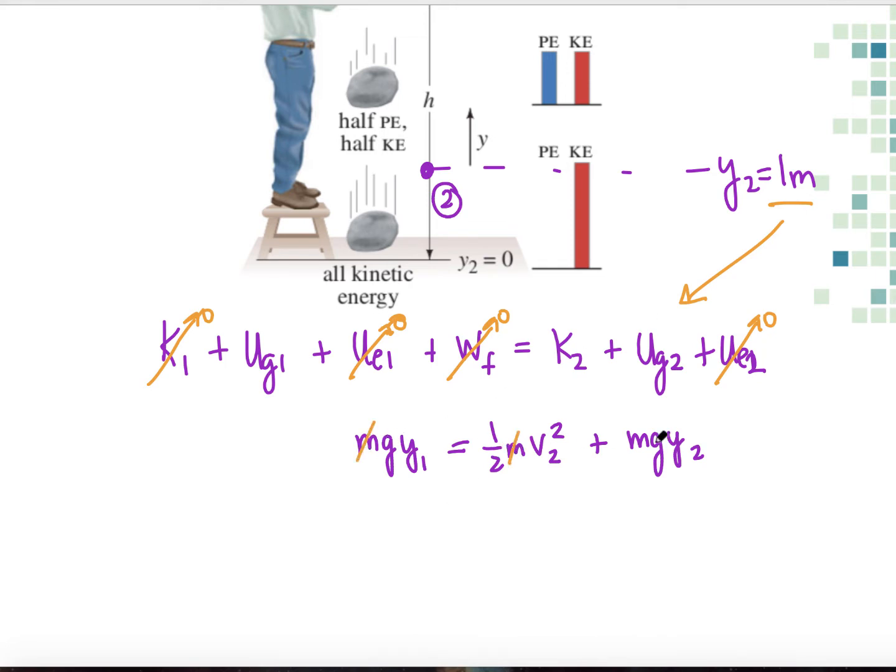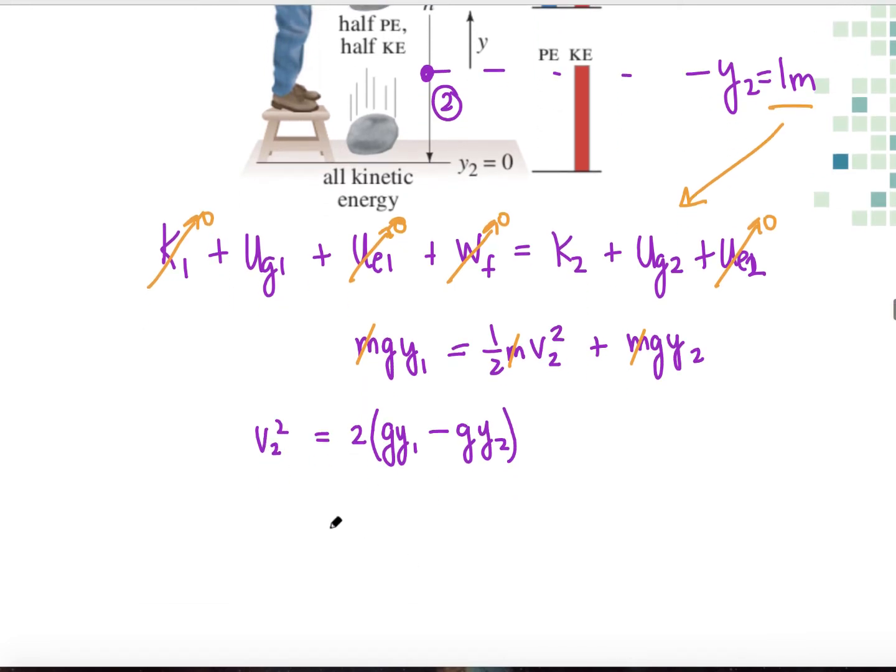All of these terms have a mass in it, so let's cancel those out. Now I'll subtract gy2 from the left side. So I have gy1 minus gy2. Then I'm going to multiply both sides by 2 to get rid of this 1/2. And that means that v2 squared is equal to this. Or v2 is equal to the square root of that.